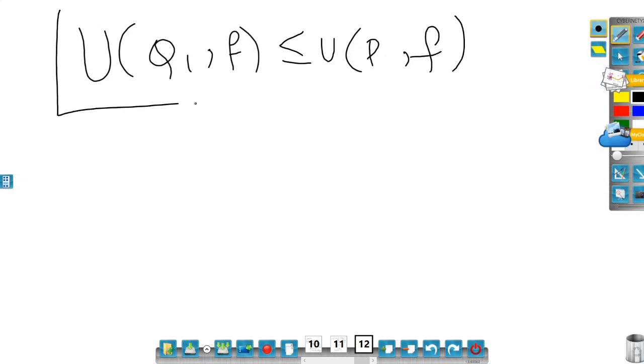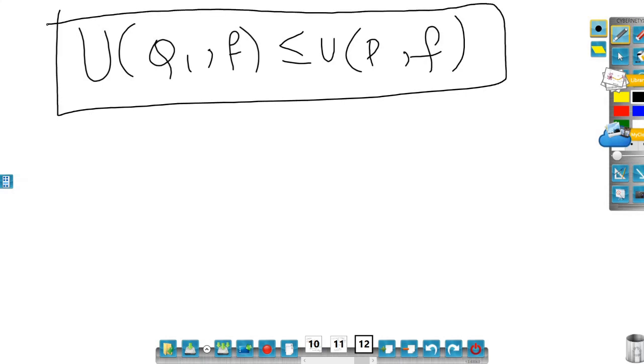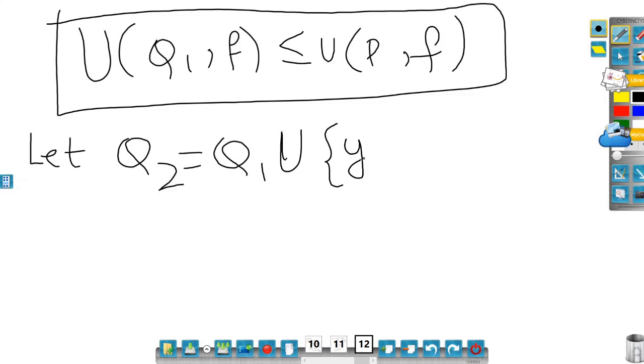So Q1 is a refinement of P, though Q1 has only one extra point more than P. So if I apply this rule, then U(Q1, f) is less than or equal to U(P, f), that we have seen. Now let me take Q2 as Q1 union {y2}. In other words, you can see that Q2 has all the terms of P and two extra points, y1 and y2. So this is the same as P union {y1, y2}.